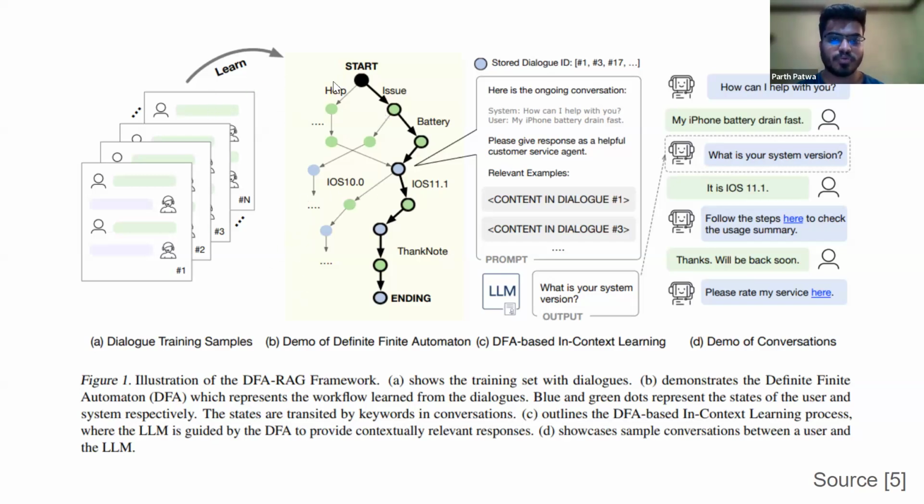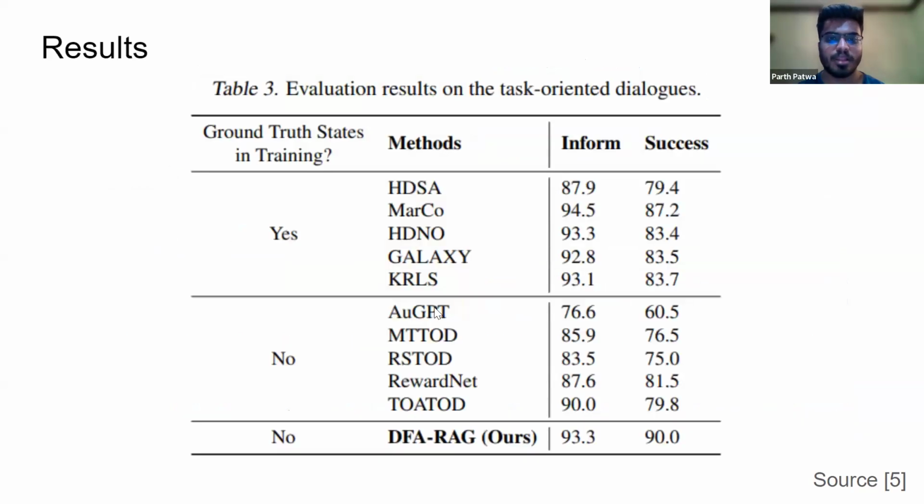So here, when the query comes, we have a DFA created of the query, and each node in this DFA has context, which is the historical knowledge, and that is routing us to the correct historical dialogue. And using DFA RAG is much better than many other baselines, especially when we don't have round-trip states and training.